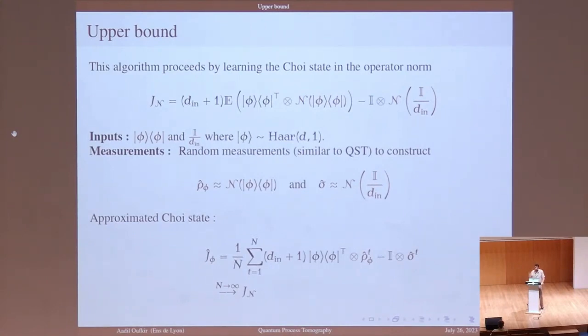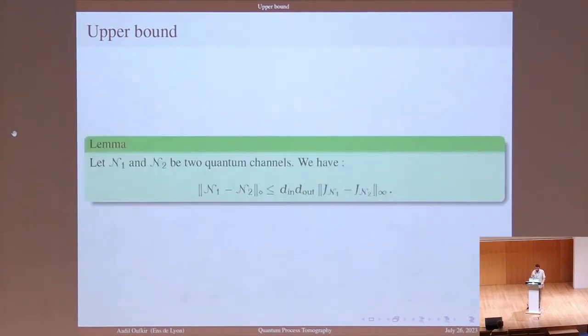And we can assess how many samples we need for our approximation by using a concentration inequality for random matrices, similar to the article of Richard and his co-authors. The only difference here is that we want to learn in the diamond norm, and so we need to relate the diamond norm with the operator norm between the Choi states, and for this we prove that the diamond norm between two quantum channels, N1 and N2, is at most d_in times d_out times the operator norm between their corresponding Choi states.